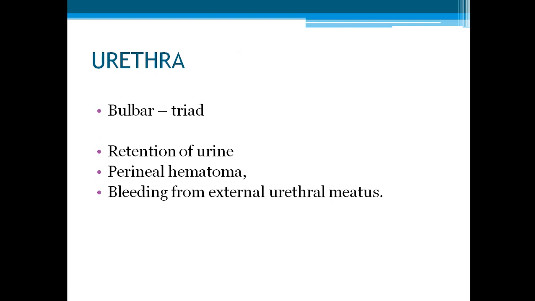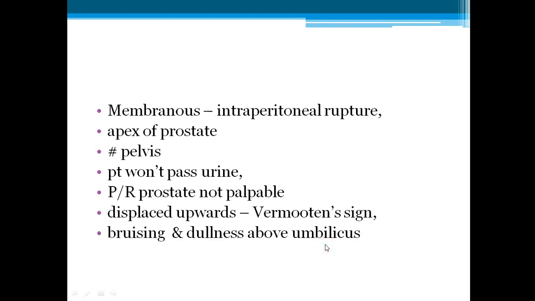Urethral rupture is diagnosed by the triad. This is the bulbar urethral rupture. It's diagnosed by the triad of retention of urine, perineal hematoma, and bleeding from the external urethral meatus, most often associated with pelvic fracture. Whereas in the membranous urethra, the apex of the prostate is injured, it might be floating, and the patient will not be able to pass urine. And usually the prostate is not palpable. And this upward displacement of the prostate is called the Wermuth sign, and there might be a bruising and dullness above the umbilicus.